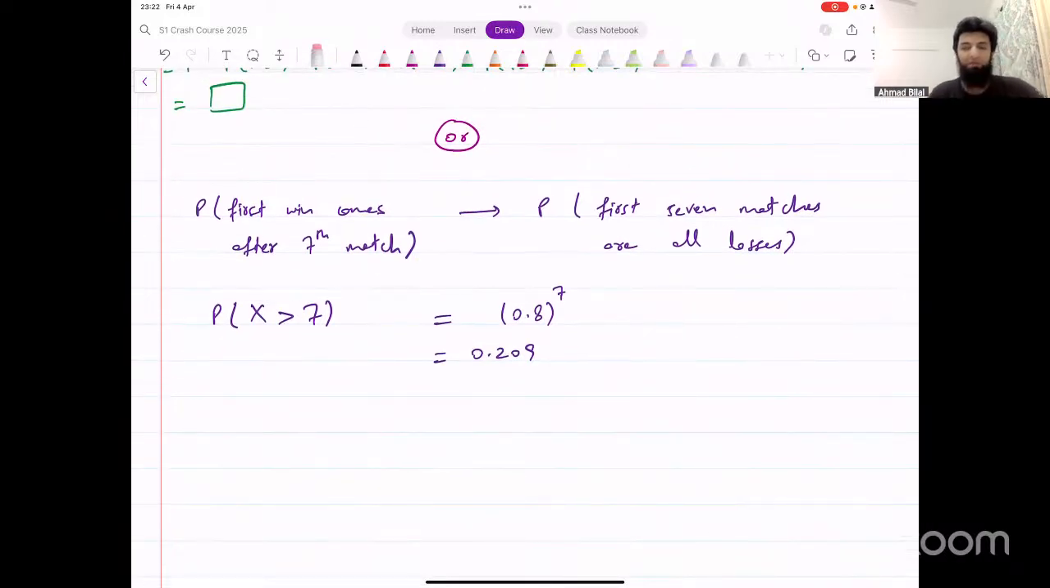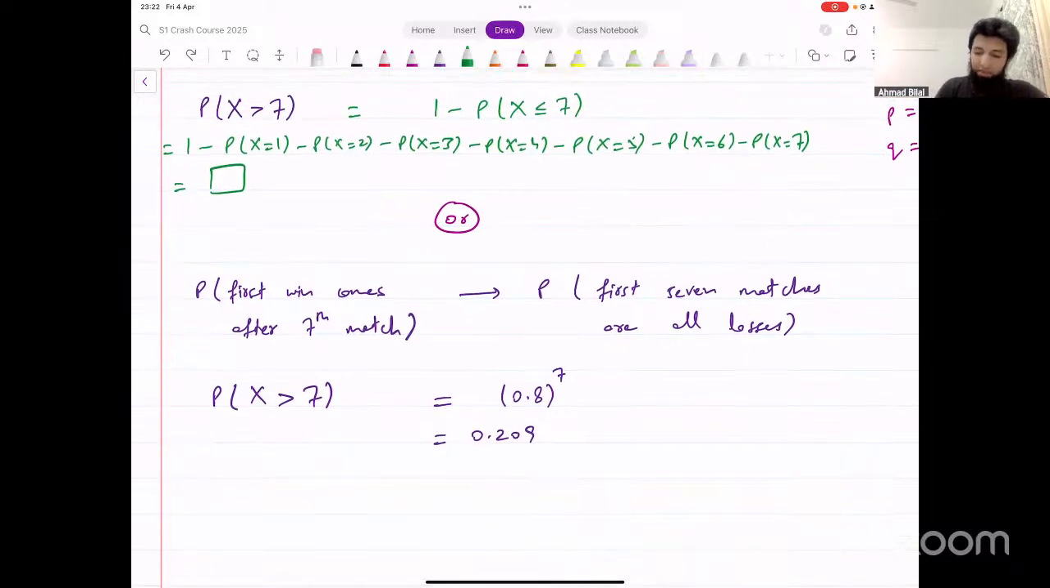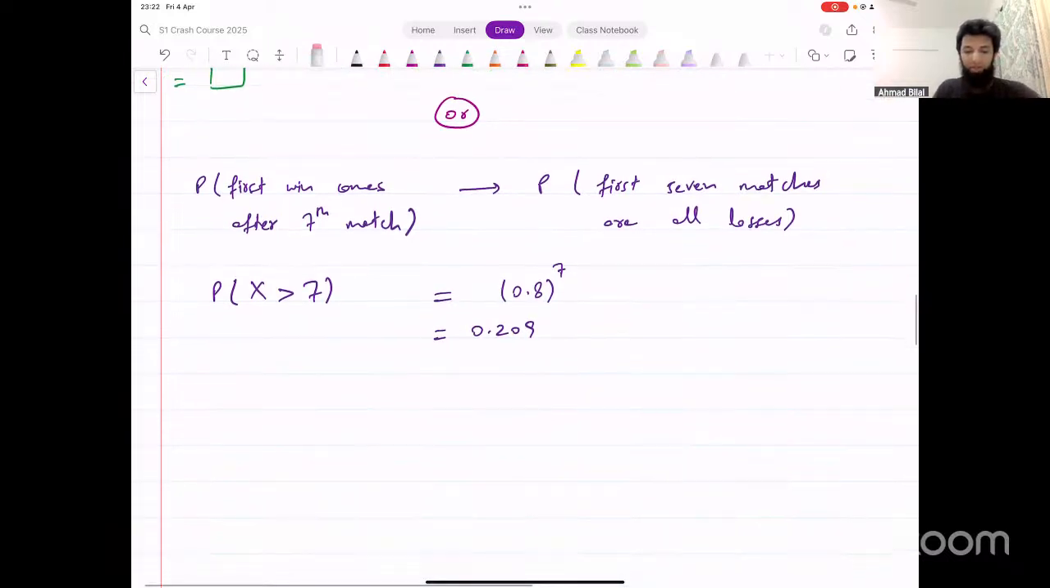Probability that the first win comes after the 7th match. That's equivalent to saying that the first 7 matches are all losses, and that's given directly by 0.8 raised to power 7. So if you were to calculate this whole thing, you would see that's the same as 0.209. So you could do it directly like this. So that's the logic behind it.